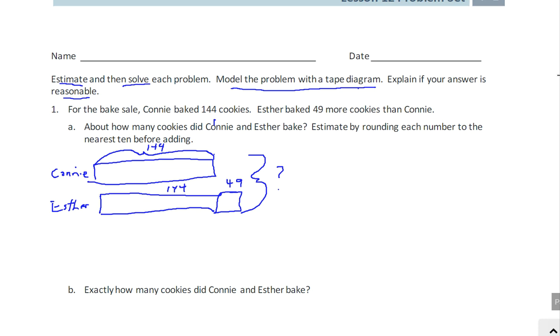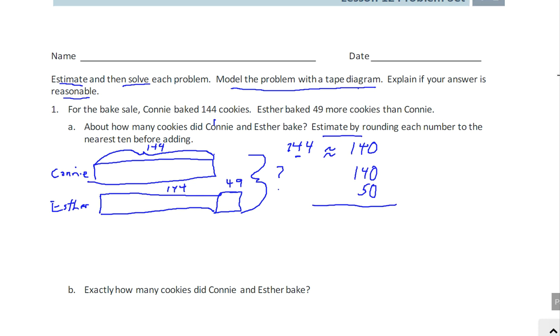Okay, so let's do the estimating part. It said estimate first, rounding to the nearest 10. So if we have 144, well, 144 is approximately what? We're going to the 10 spot. That 4 makes it go to 0, so it's 140. So we know that Connie has about 140. But we also know that Esther has 140, but then she has 49 more. Well, 49 more, if we round it to the nearest 10, is going to be 50.